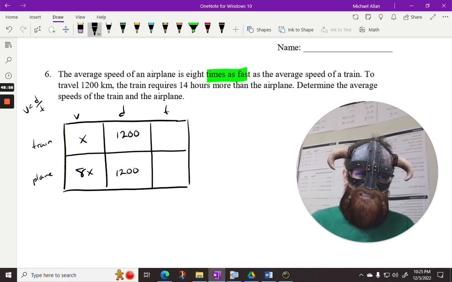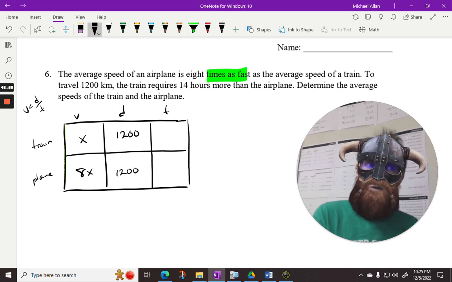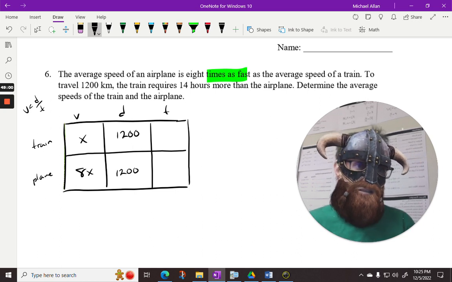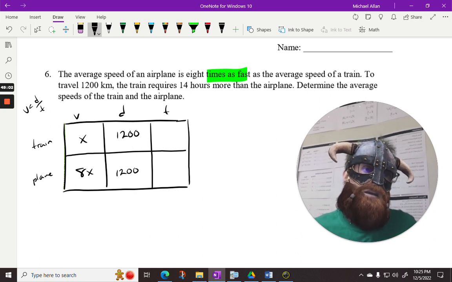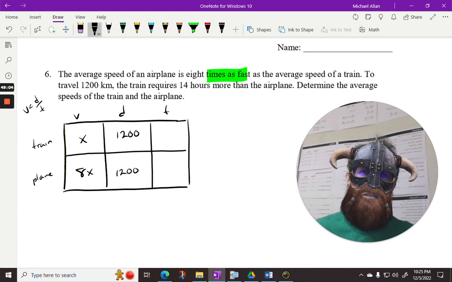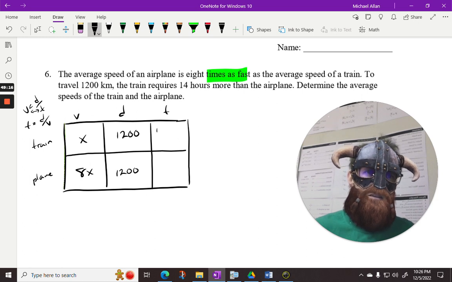Does that make sense? Or maybe you can add 14 to one of the sides to make sure they balance out. You could try to do that too. I'm going to go with a subtraction question here. So if I rearrange this for t, because that's most likely what we do here, we go d divided by v, so times the t up, divide the v back down. Yeah, so you get 1,200 divided by x, and then here I get 1,200 divided by 8x.